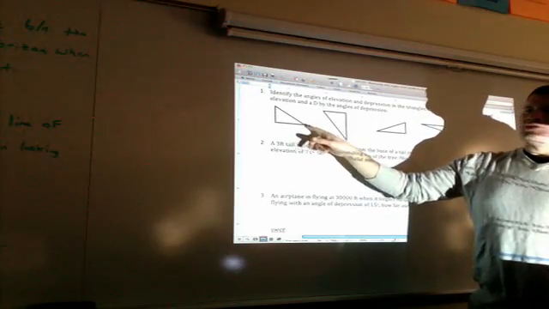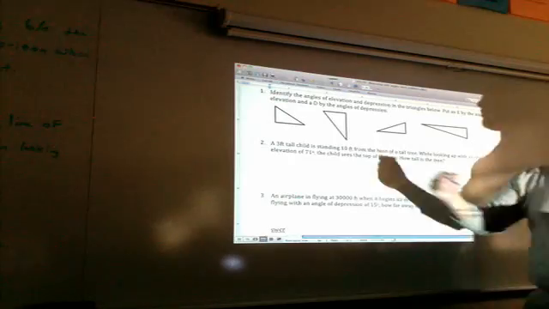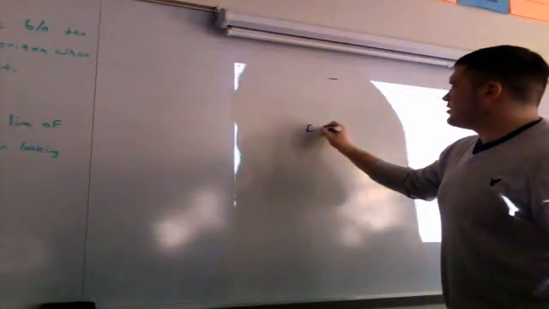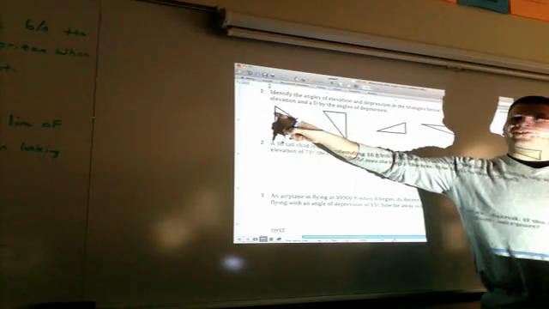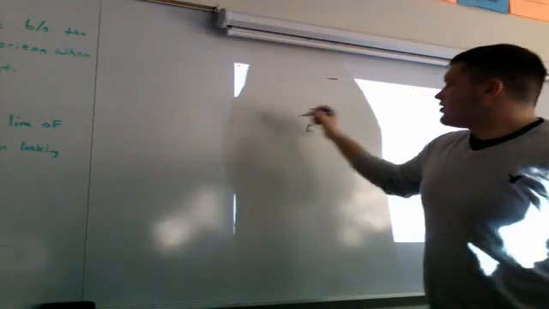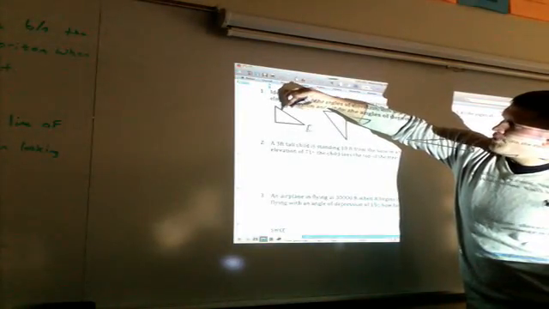Now, which one's going to be the angle of elevation? The one on top or the one on the right? The one on the right. This is my angle of elevation. Now, could this be my angle of depression? No, because angles of depression are with the horizon, right? Horizon means the horizontal line. So the angle of depression would be up here.